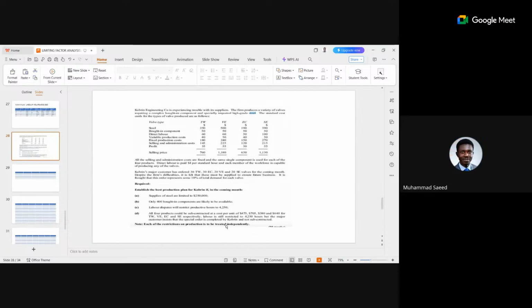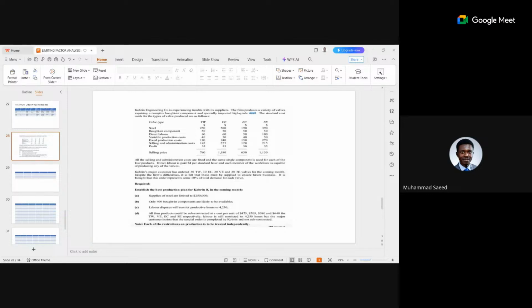Cobrin Engineering Company is experiencing trouble with its suppliers. The firm produces a variety of valves requiring a complex bought-in component and specially imported high-grade steel. The standard cost charged for the types of valve produced are as follows. Valve type, we have TW, VE, EC, and SE. Steel: $200 for TW, VE 500, we have 190, and we have 390.